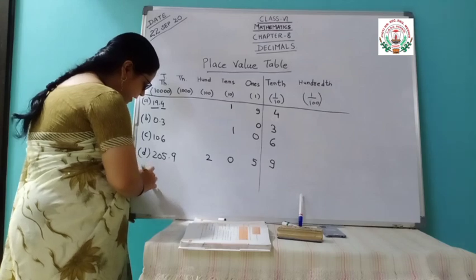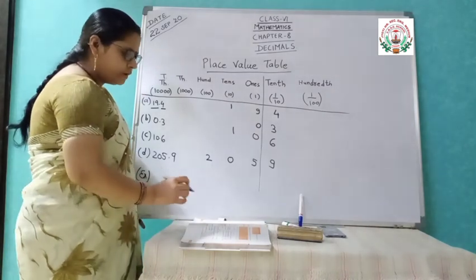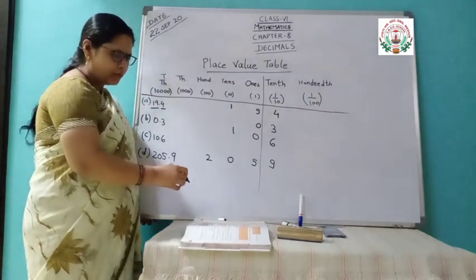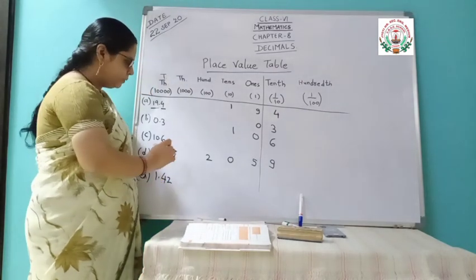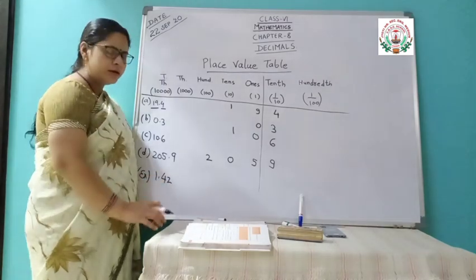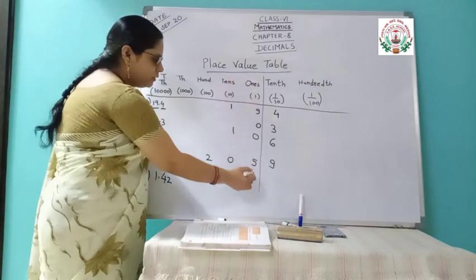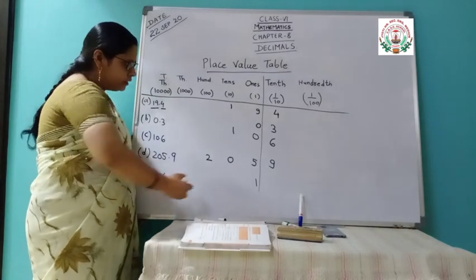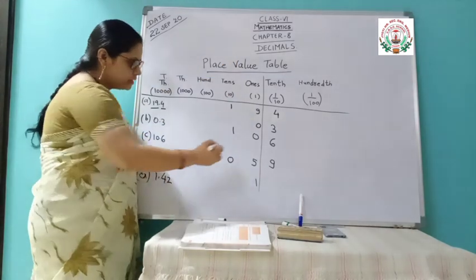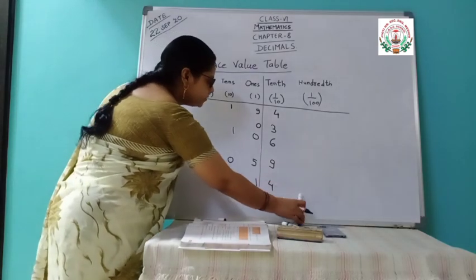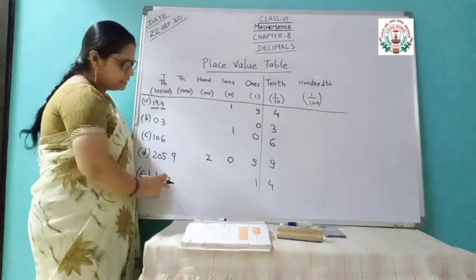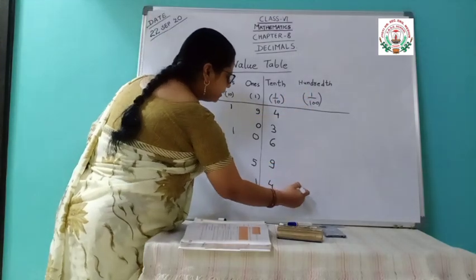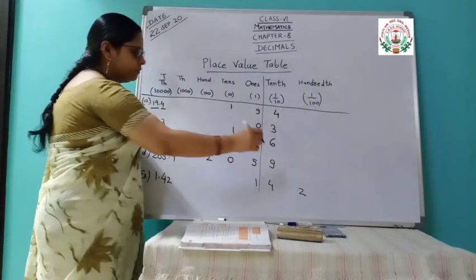It is only the example. Suppose 1.42, it is not in the exercise. One example I have taken: 1.42. So 1 is the whole number, which means it goes below the ones. And 0.42: the point is the division. And 4 is the first digit after the decimal, and 2 is at the second position after the decimal, so it will come below 1 by 100. So this way you have to fill.